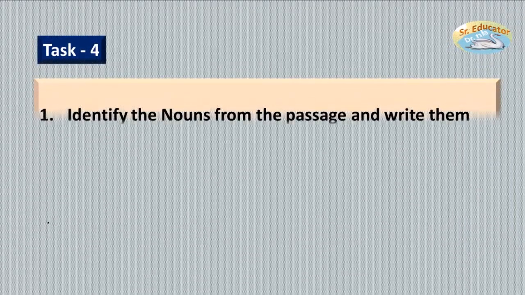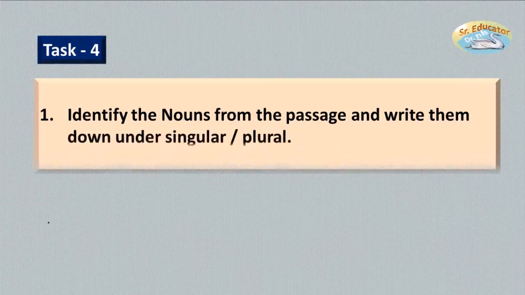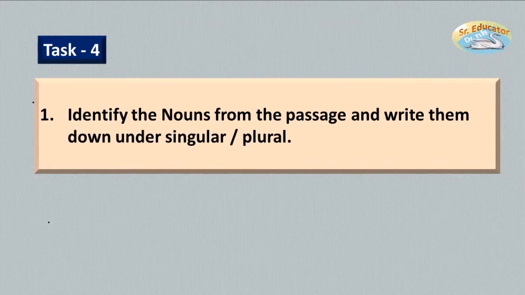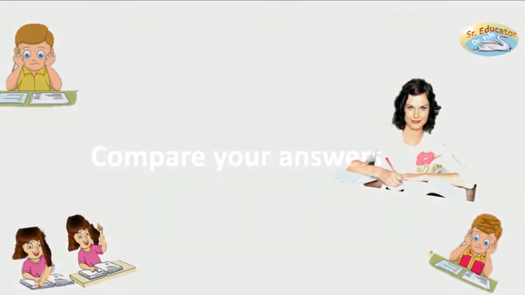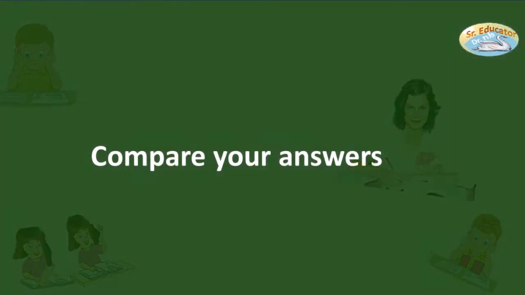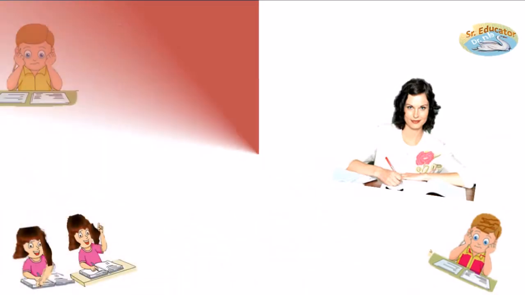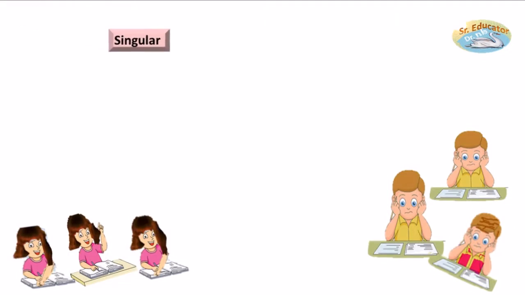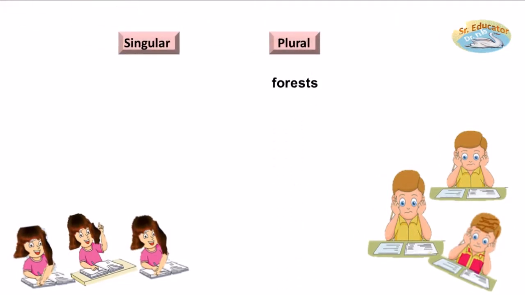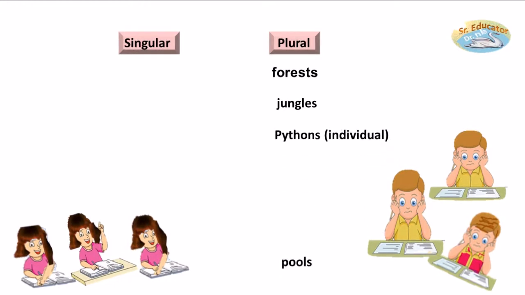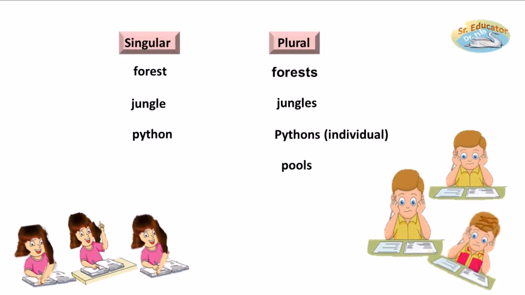Now, identify the singular or plural nouns from the passage. Discuss in your groups and write down your answers, then compare your answers. Identify that in plural numbers, at the end of each word, S is added. In singular, there is no S.